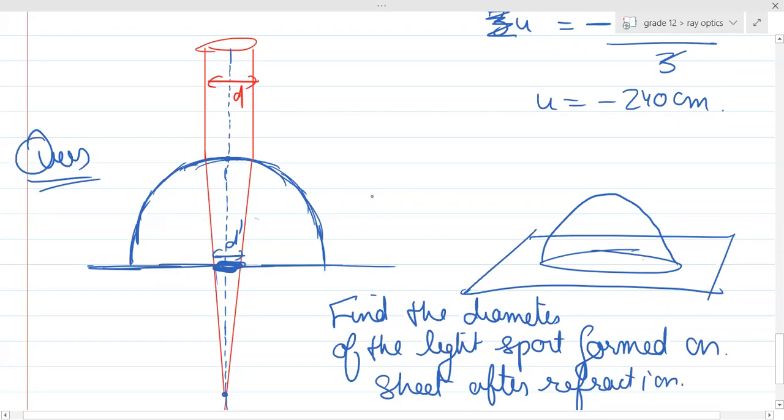Okay, the refractive index of this is given as 3 by 2. Radius is not given. If radius is not given, then what will you do, guys? You will suppose it to be something and then start with the problem, right? Yes or no?